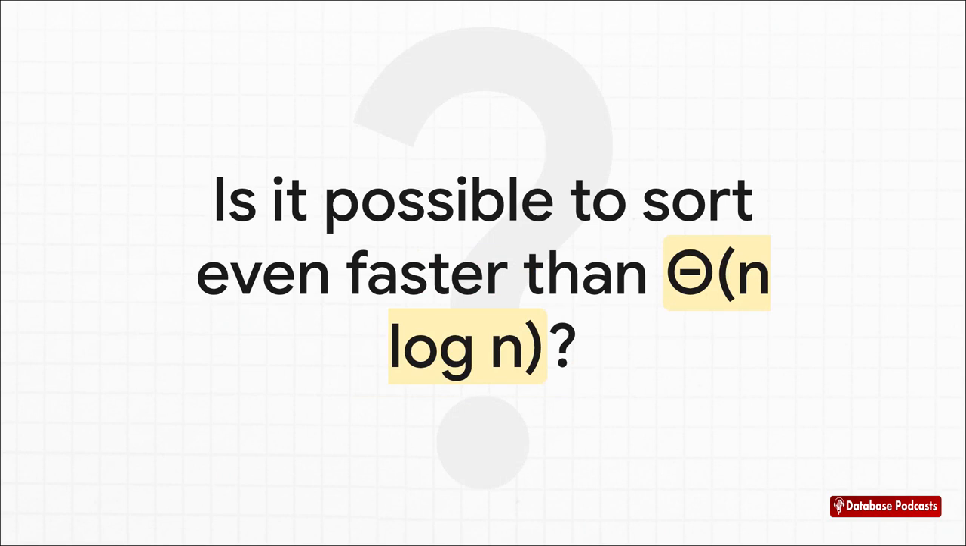We've seen that n log n is a fantastic place to be for sorting. It's so much better than n squared. But is that the finish line? Is that the best we can ever hope to do? Or is it possible, under certain conditions, to actually sort things even faster? Now that's a question that opens up a whole new world of even more advanced algorithms.